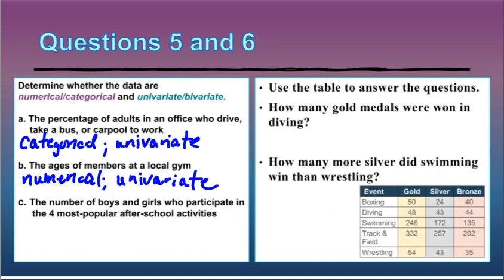And letter C, the number of boys and girls who participate in the 4 most popular after-school activities. So you're comparing the activities, so I have 4 of them, so that would be categorical. And now I have boys and girls, and then I have popular after-school activities. So that is 2 variables, so this would be bivariate.